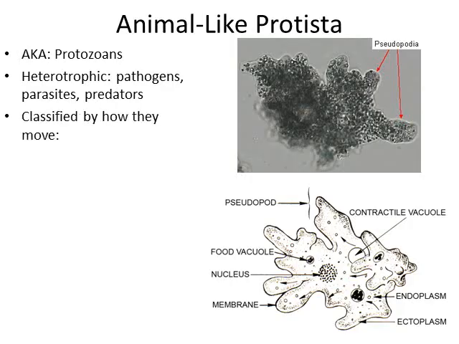We classify these animal-like Protista into three subcategories based on how they move. And this is pretty straightforward once we start looking at the three categories.